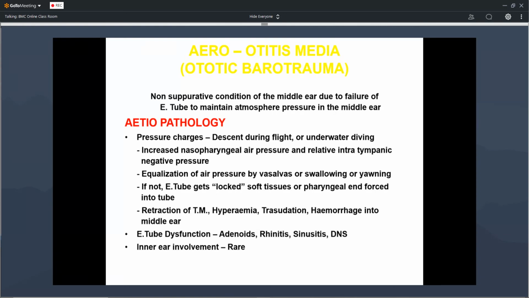So there is sudden negative pressure in the middle ear cavity, then sudden retraction of the tympanic membrane. If there is a positive pressure in the nasopharynx, that will cause locking of the nasopharyngeal end of the eustachian tube by the soft tissues. So if you examine the patient, there is a retraction of the tympanic membrane, mild congestion of the tympanic membrane, or sometimes accumulation of hemorrhage or transudate in the middle ear cavity.